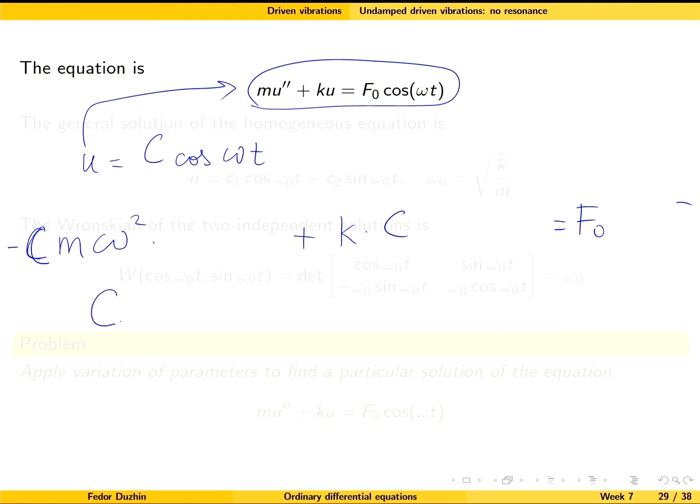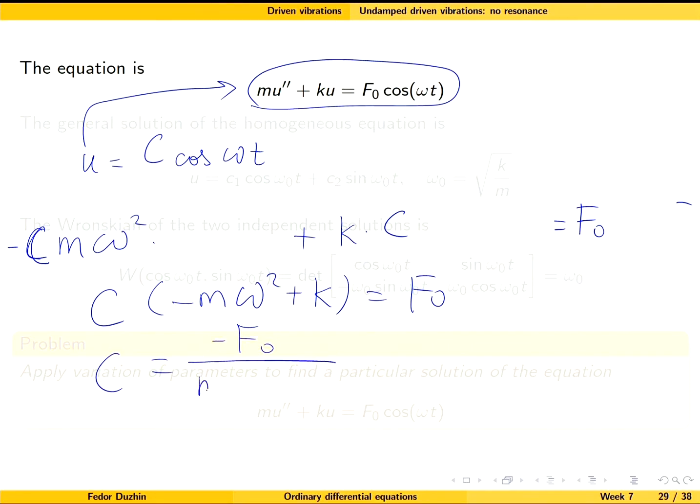So the left hand side is c times minus m omega squared plus k equals f naught. So c equals f naught, well, I will write minus f naught over m omega squared minus k. Which means that a particular solution is given as minus f naught over m omega squared minus k times cosine omega t.